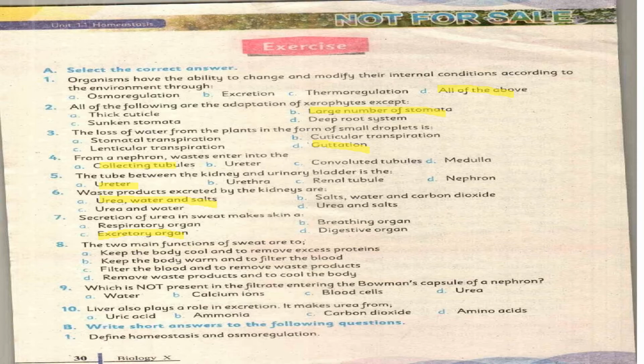The two main functions of sweat are to remove waste products and to cool the body. Which is not present in the filtrate entering the Bowman's capsule of a nephron? Blood cells. Liver also plays a role in excretion. It makes urea from ammonia.